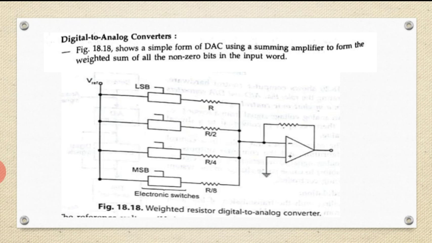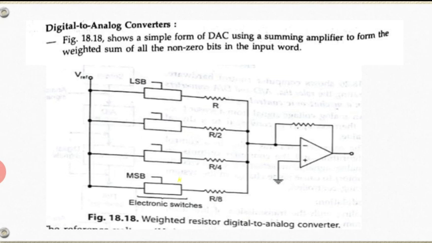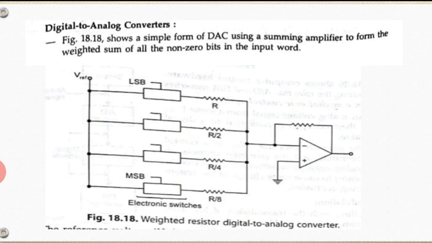I am going to discuss two types of DAC. One is the weighted resistor digital to analog converter, and the other is the R2R ladder. Let us discuss the first one. Here the reference voltage V reference is connected to the resistors by means of electronic switches, which respond to binary 1. The electronic switches from MSB to LSB are used, so V reference is applied.